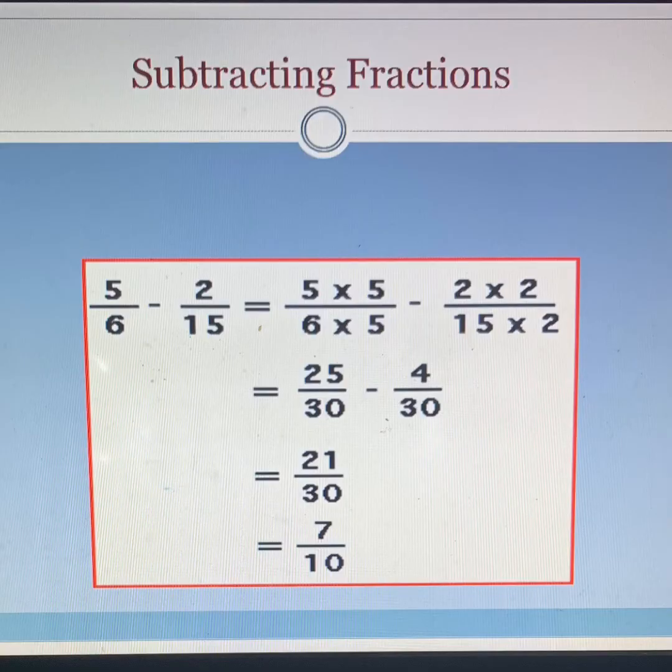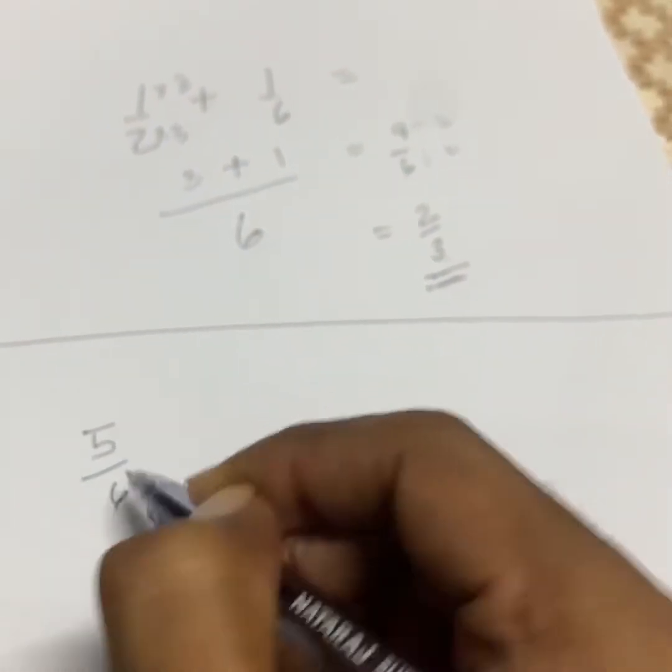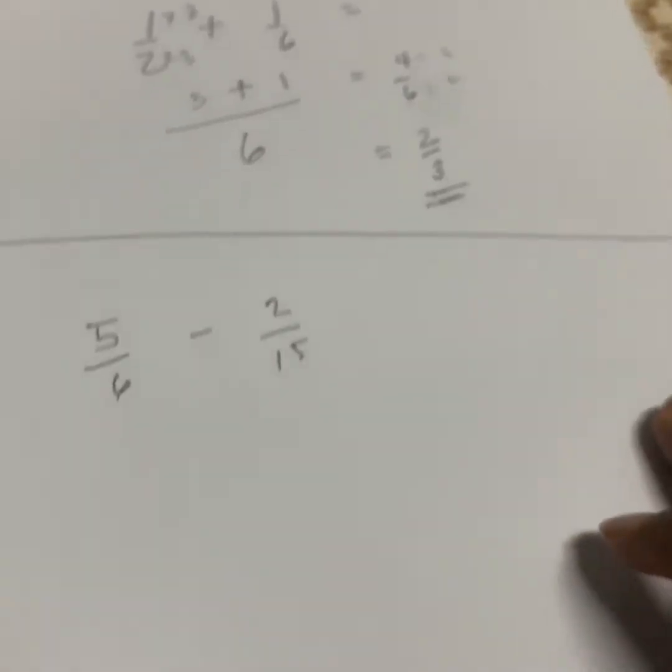Subtracting and adding fractions have similar things in common. You need to have the denominator the same. If it's not the same, you cannot add or subtract. So we need to make the denominator the same. Let's look at it: 5/6 minus 2/15.